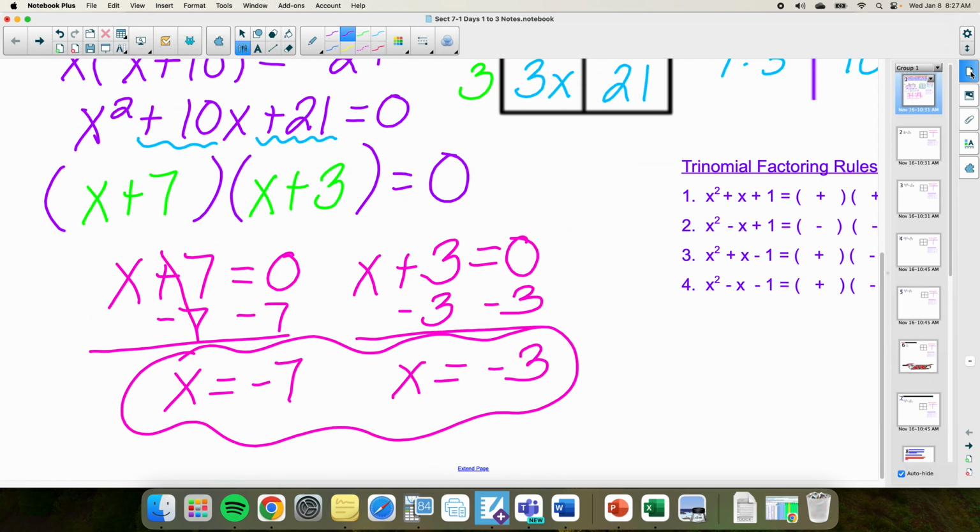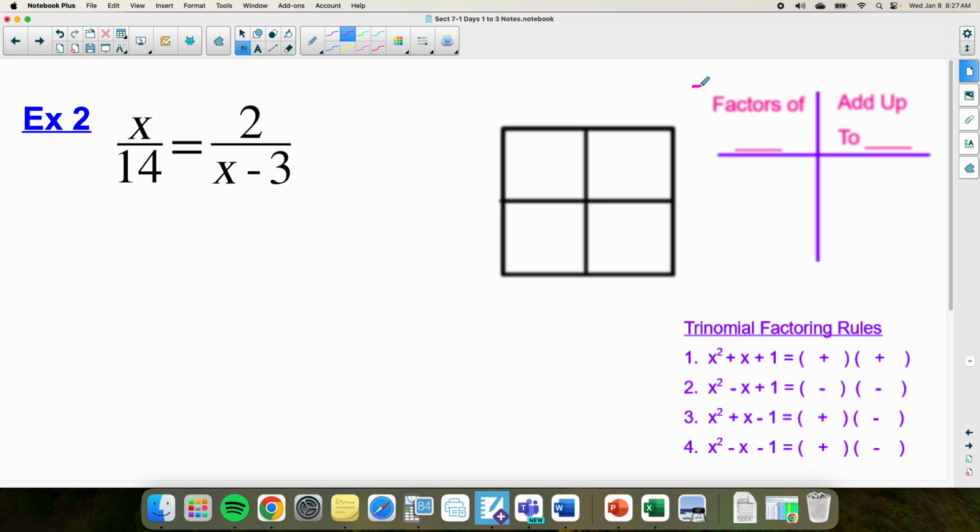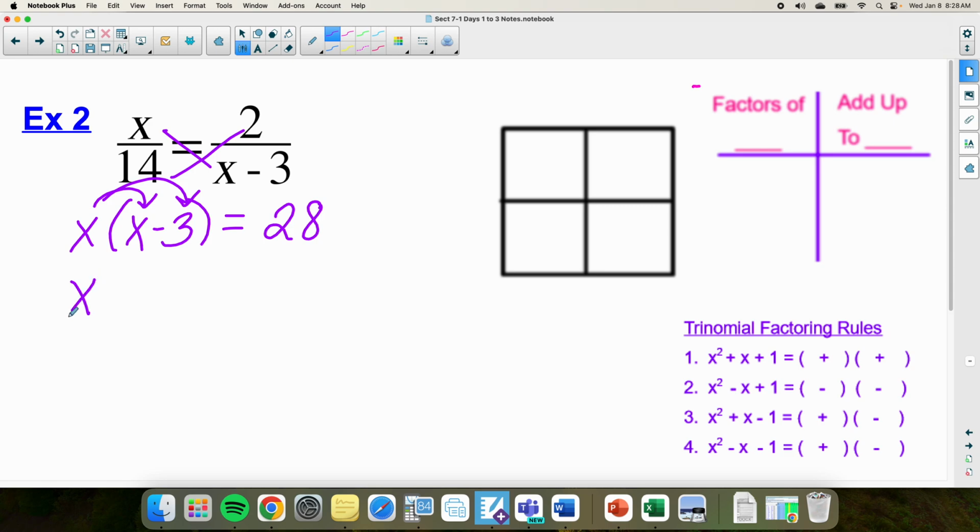All right, so now let's go to our second page here, and let's do the same thing. So we're gonna multiply here, and we get X times X minus 3 equals 14 times 2, which is 28. Then we're gonna distribute. So I distribute that X, and I get X squared minus 3X. And then, do you remember what we did with the 28? Brought it over, and you have to switch the sign of it when you bring it over. Switch its sign.